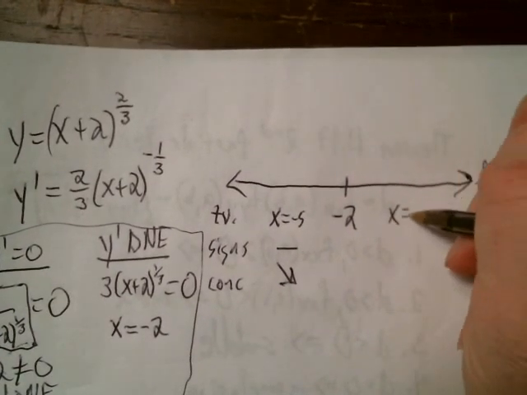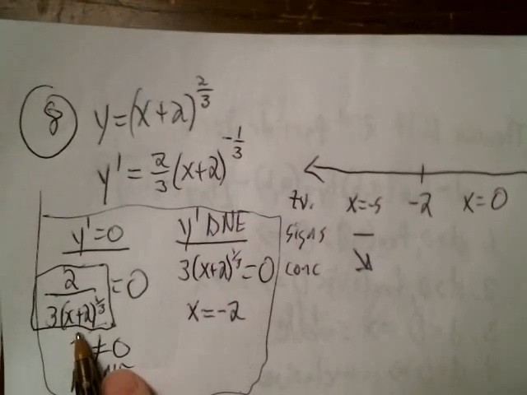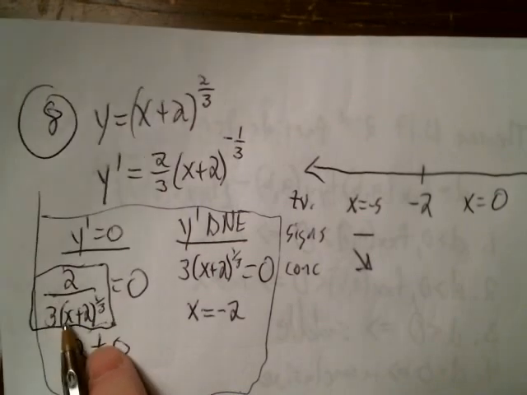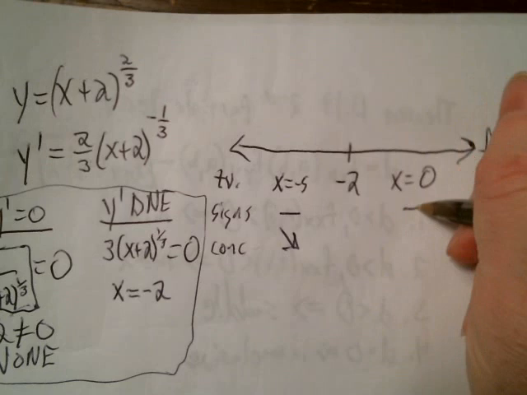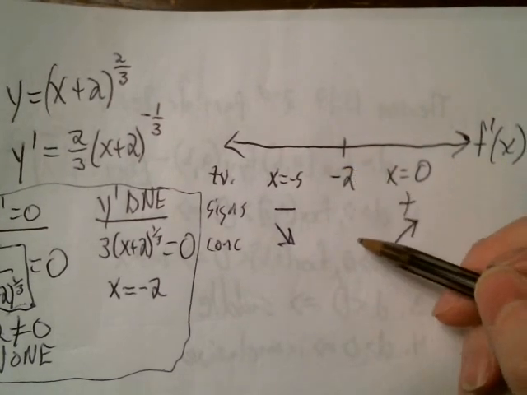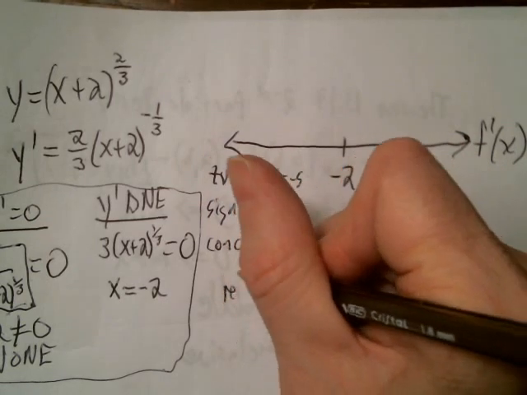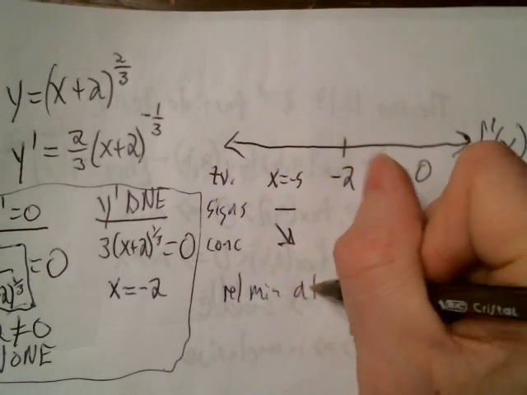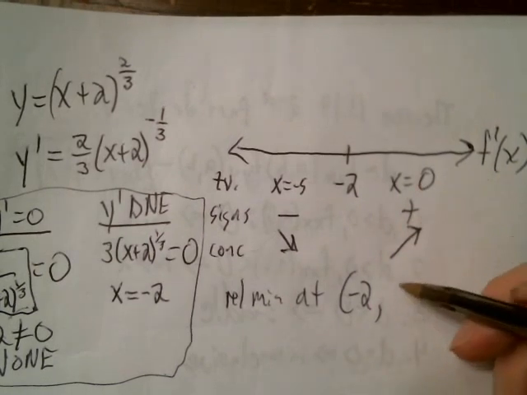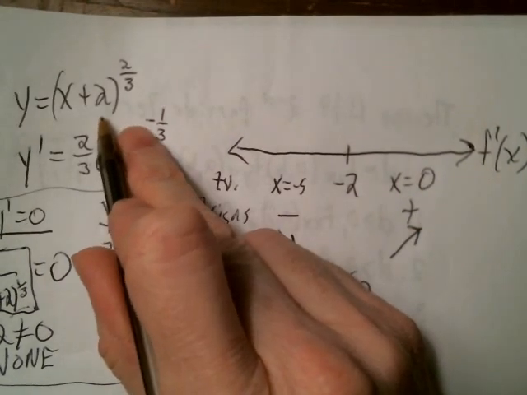Anyways, let's try x is 0. If I plug 0 into here, it'll be 2 over 3 times 2 to the 1/3. That's a positive over a positive, which of course is positive. It means it goes up. Right? So you're going to have relative min at -2. So relative min at -2 comma, I guess it's, if you put in -2 into here, you'll get 0.